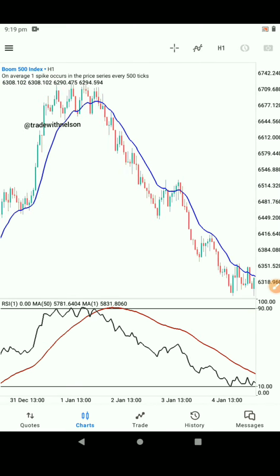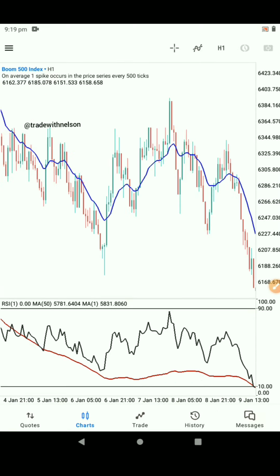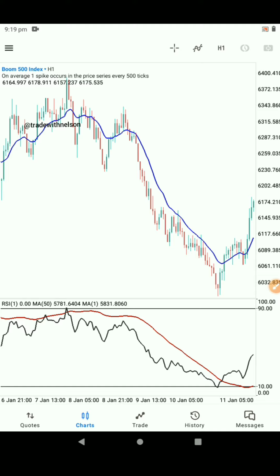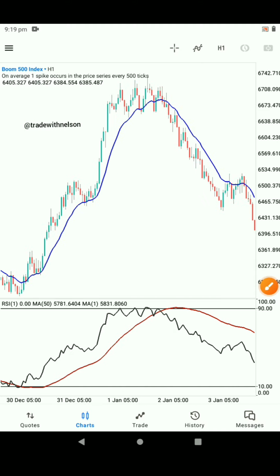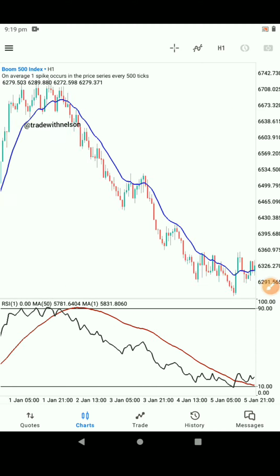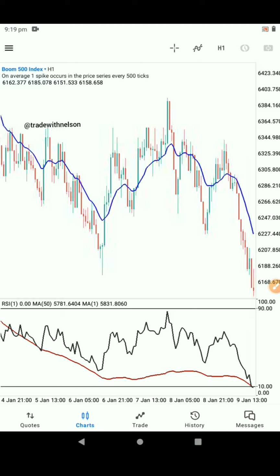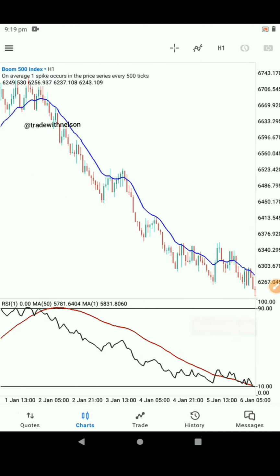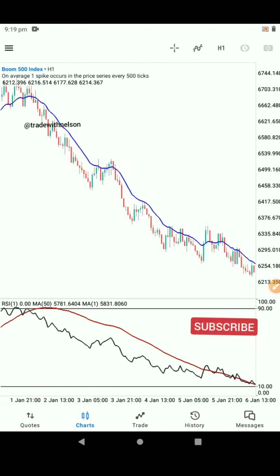So after this, I want you to go back on your chart, practice this strategy, and try and trade it with your demo account. Learn how you can get more perfect entries and avoid fake outs. Because if you are not patient enough, you will definitely see fake outs in this strategy.